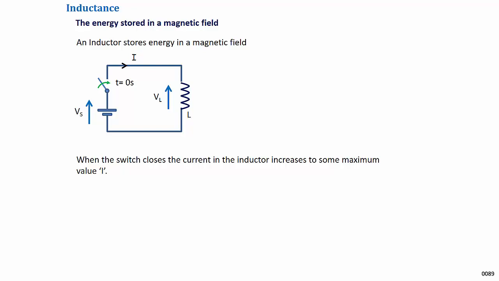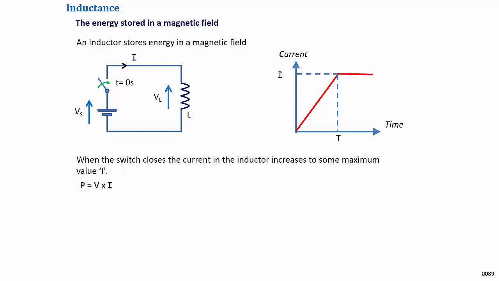Once the field has been fully established, the current will no longer be changing, so the voltage across the inductor will be 0, and the inductor ceases to draw power from the supply. Looking at the chart, this process happens over a period of time, t seconds. The power consumed over this time is given by the formula P equals V times I. However, the average value of current flowing through the inductor during that time will only be half the final circuit current, so I will equal I over 2.